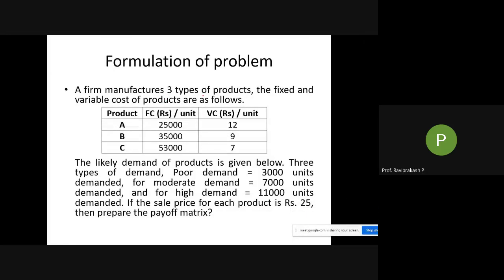Okay, three types of products are there. Which are those products? A, B, and C are the product types. And what is given? Fixed cost and variable cost. FC is the fixed cost, VC is the variable cost.